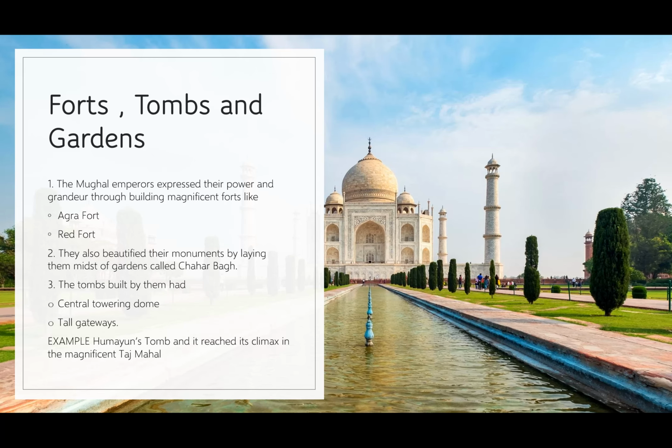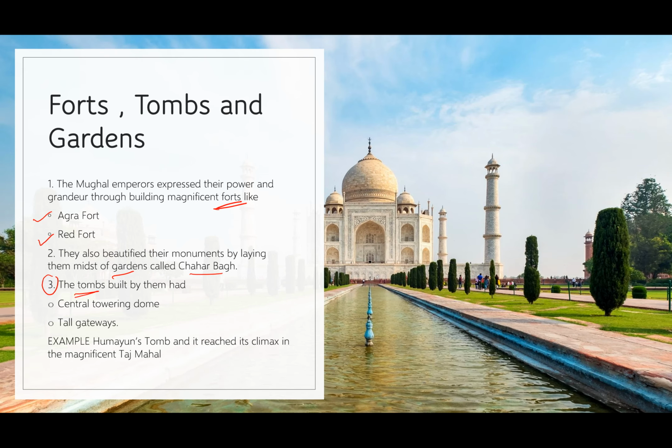Now, the Mughal emperors expressed their power and grandeur through building magnificent forts, like the Agra Fort I had talked about, right? Then is the Red Fort. They also beautified their monuments by laying them in the middle of gardens called Char Bagh. Then they also built the tombs. So first they built the forts, that is important. So we have the most important, the Agra Fort and the Red Fort. Then they beautified their monuments by laying them in the middle of gardens called Char Bagh.